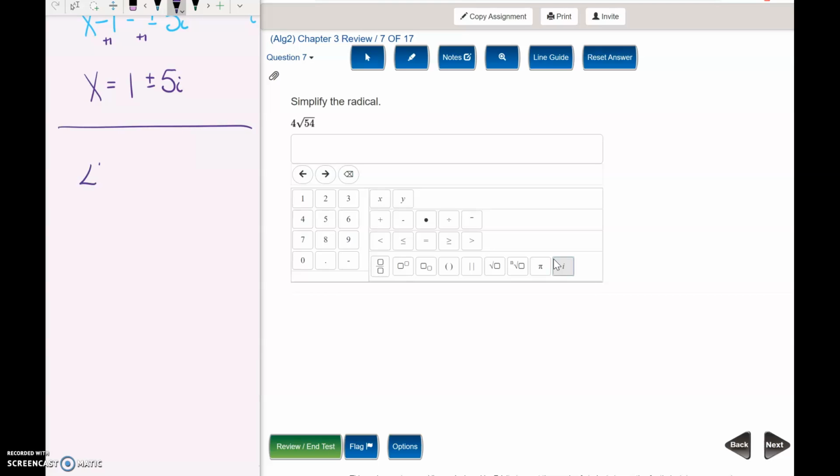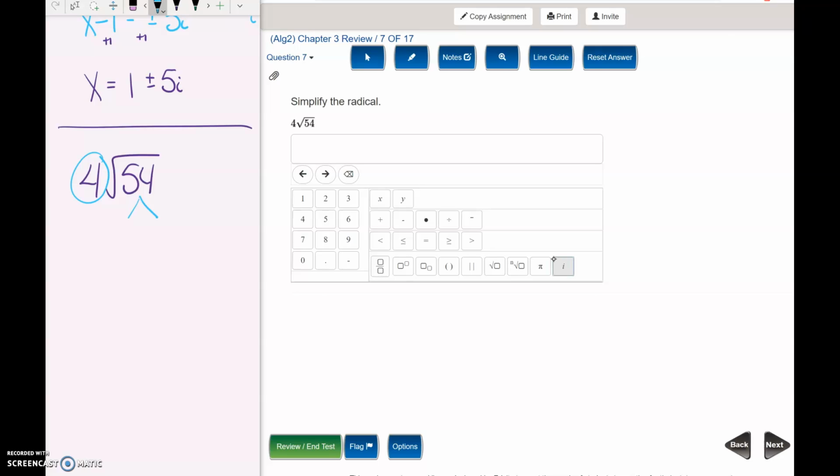Simplify the radical. 4 times the square root of 54. Okay, keep that 4 for later. The square root of 54, I like to start with half of 54. Half of 54 is 27.